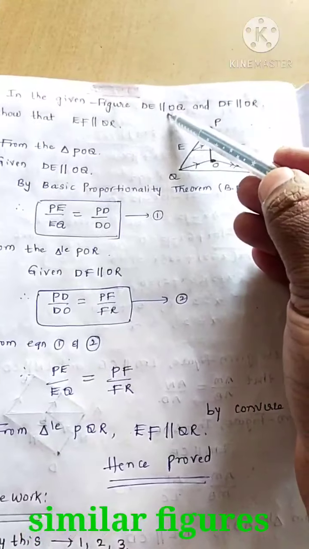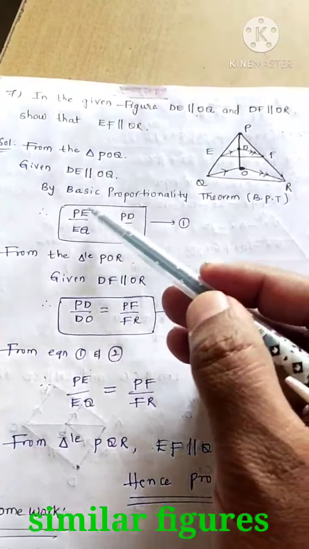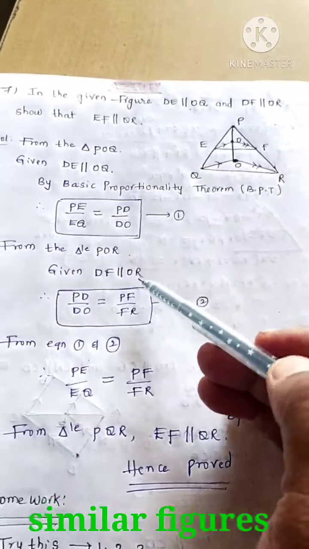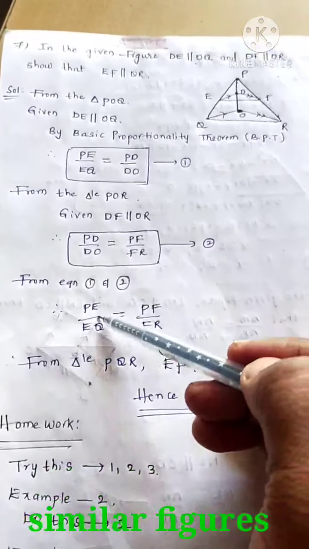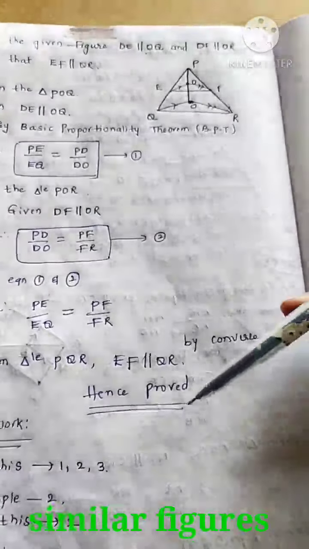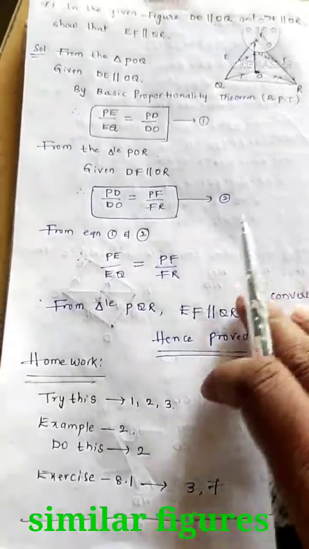First, we took the parallel condition. We wrote the proportionality ratio, and the second parallel condition from the second triangle, again we wrote the proportional condition. By comparing these two, one condition is equal, which means we definitely use the converse BPT theorem, and the two lines are parallel in the triangle. Okay, hence proved.